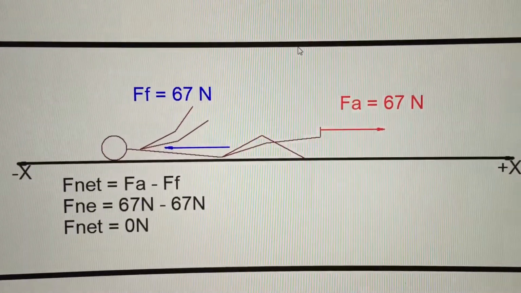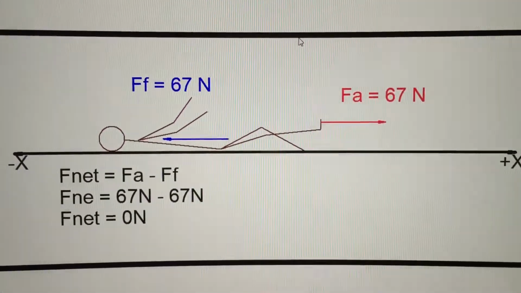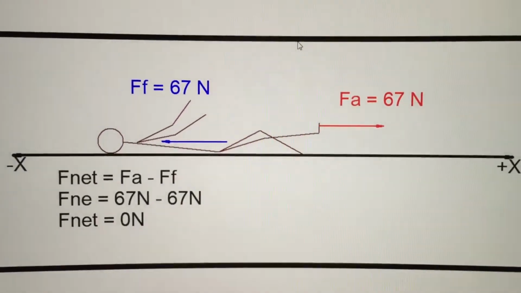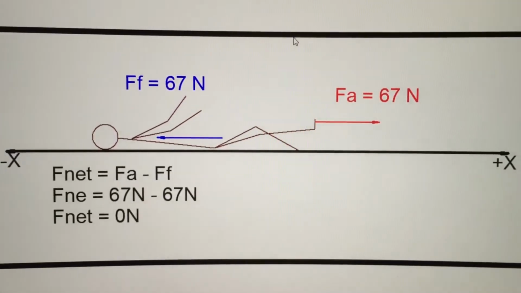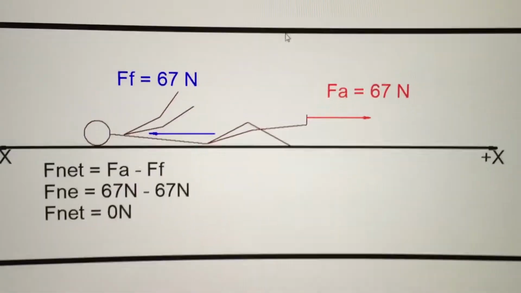You're asked to understand what this means by determining, are the forces balanced or unbalanced? Balanced forces are forces that completely cancel out. If the net force is 0, then the forces are balanced.